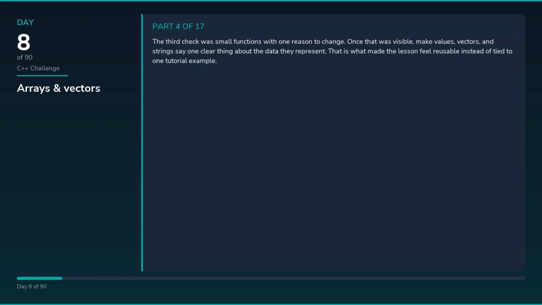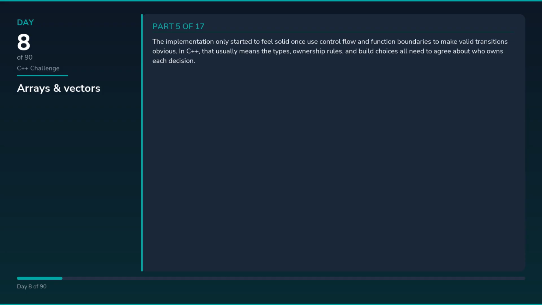The third check was small functions with one reason to change. Once that was visible, make values, vectors, and strings say one clear thing about the data they represent. That is what made the lesson feel reusable instead of tied to one tutorial example. The implementation only started to feel solid once I used control flow and function boundaries to make valid transitions obvious.